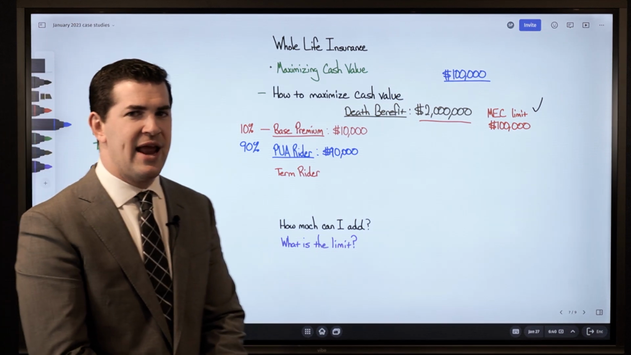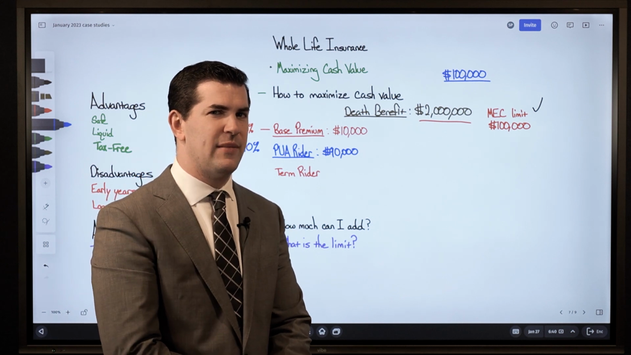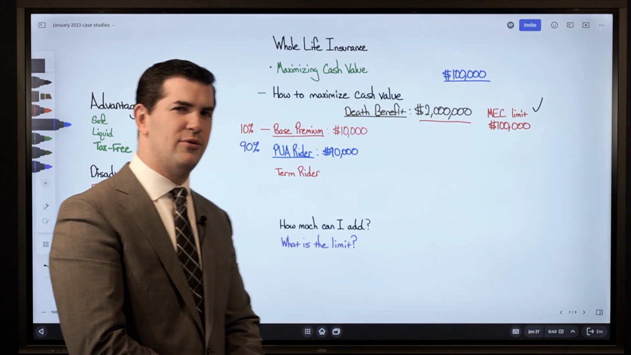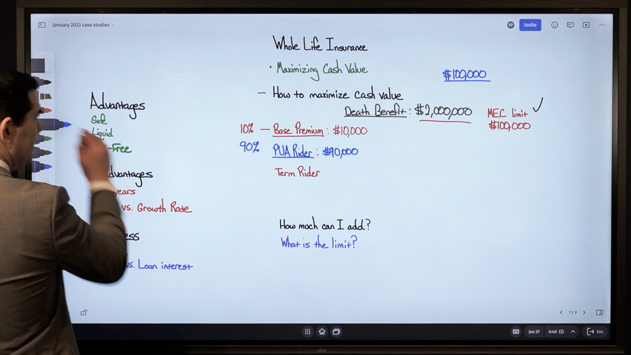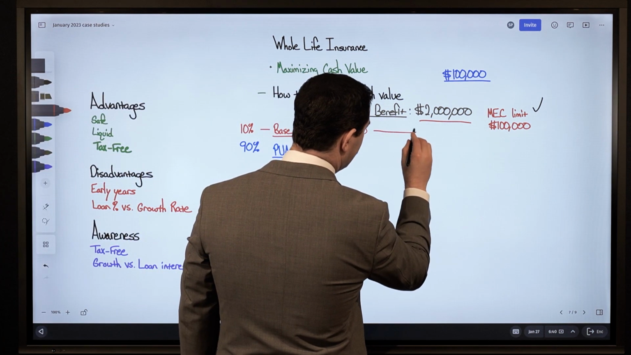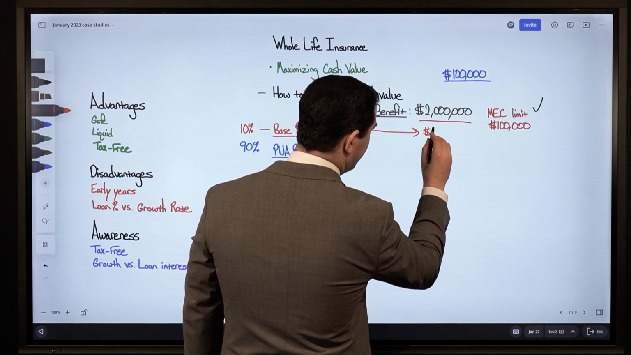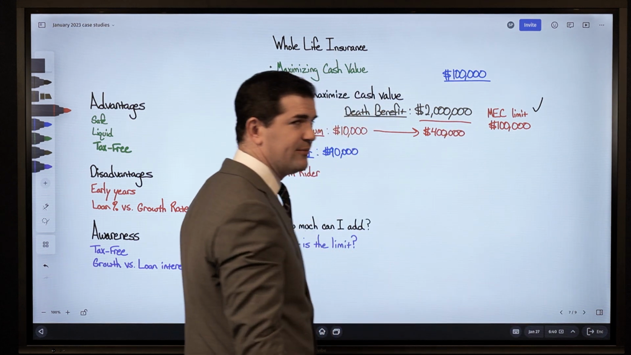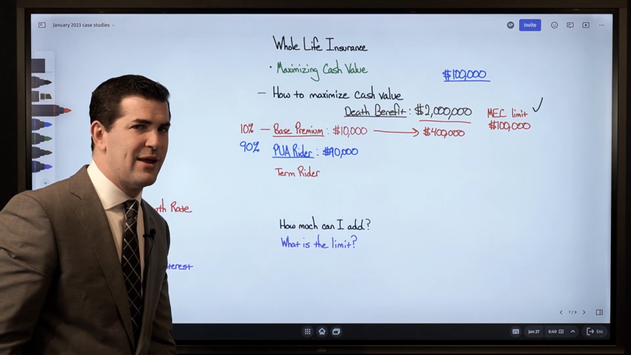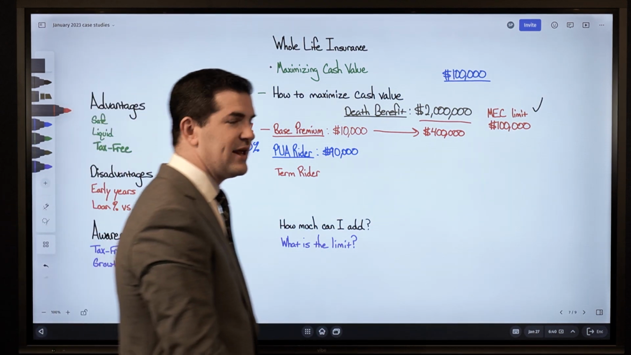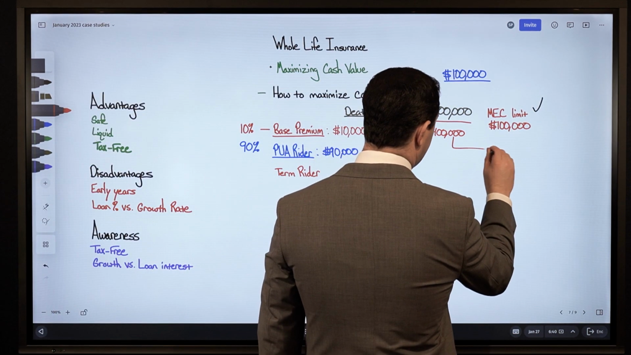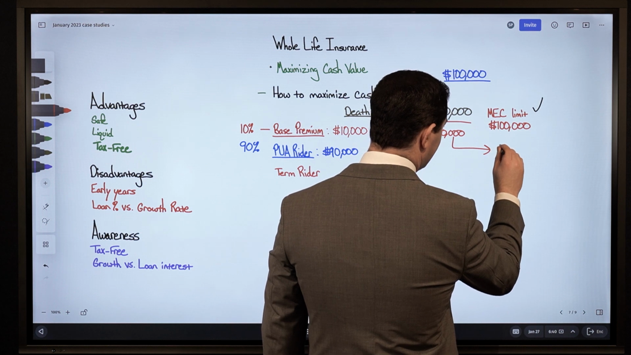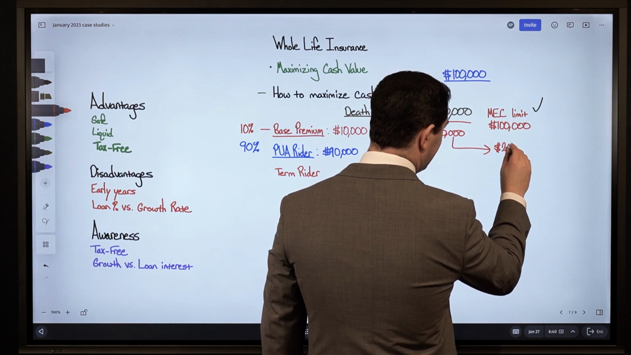If you just go with that $10,000 base premium, how much life insurance did that get you? Do you remember the number that it gave you earlier? I erased it. Let me draw it again. $400,000 in this generic example. Do you remember the MEC limit that was generated from that $400,000 death benefit? It wasn't $100,000. It was $20,000.